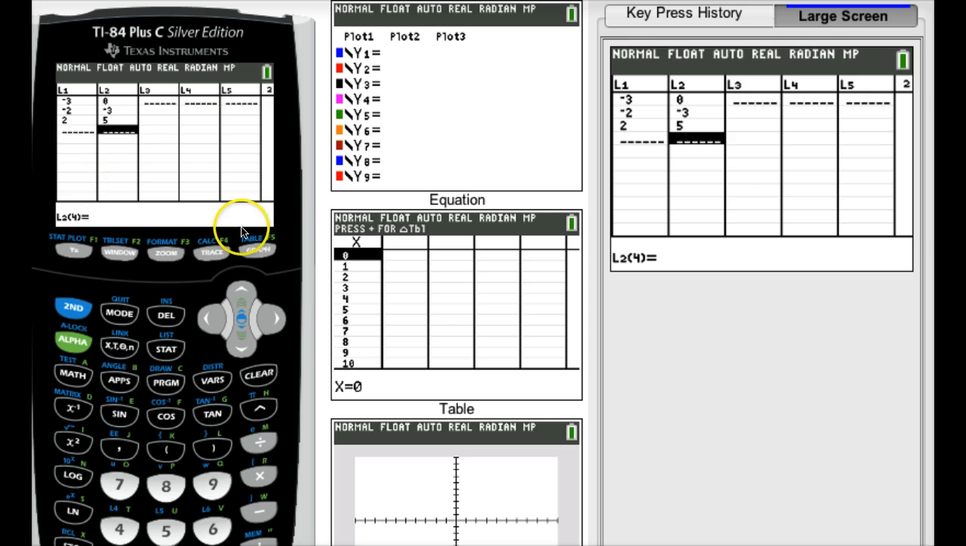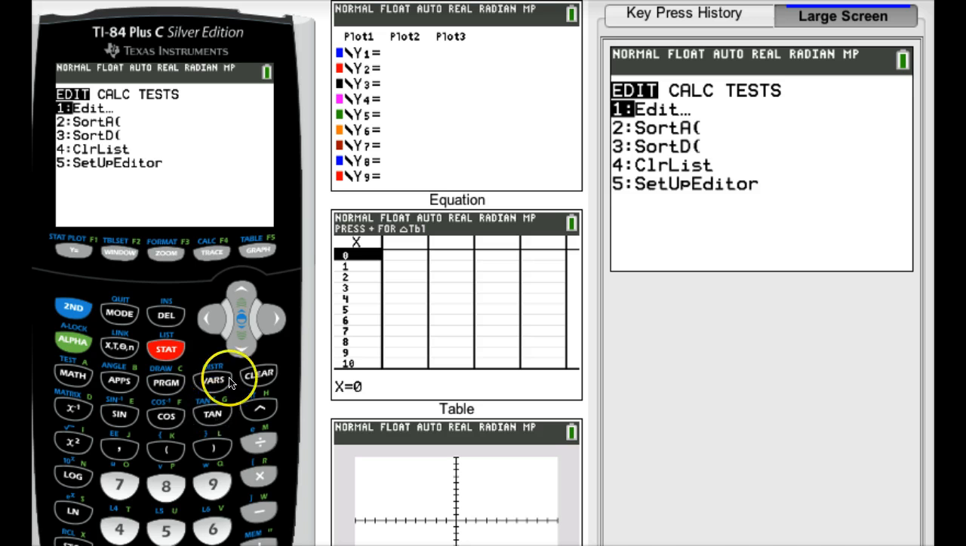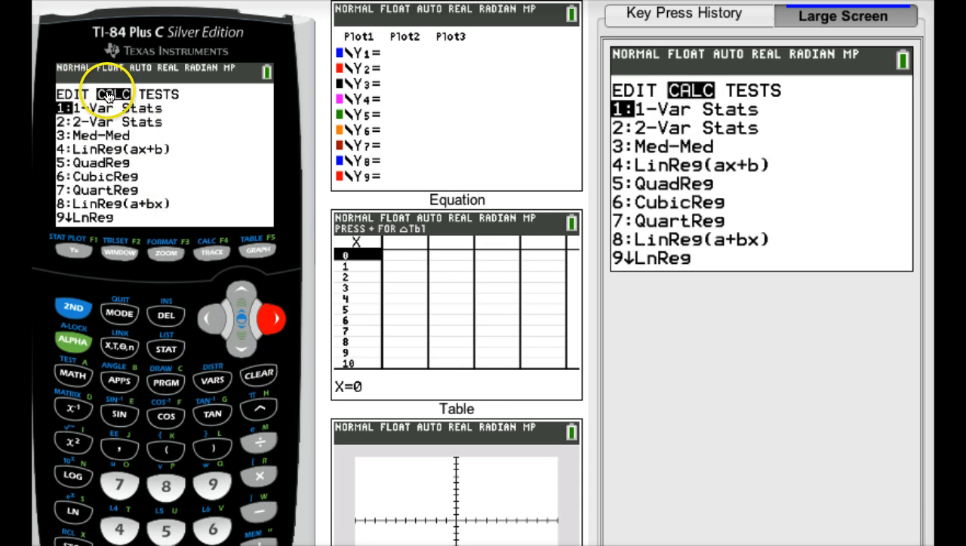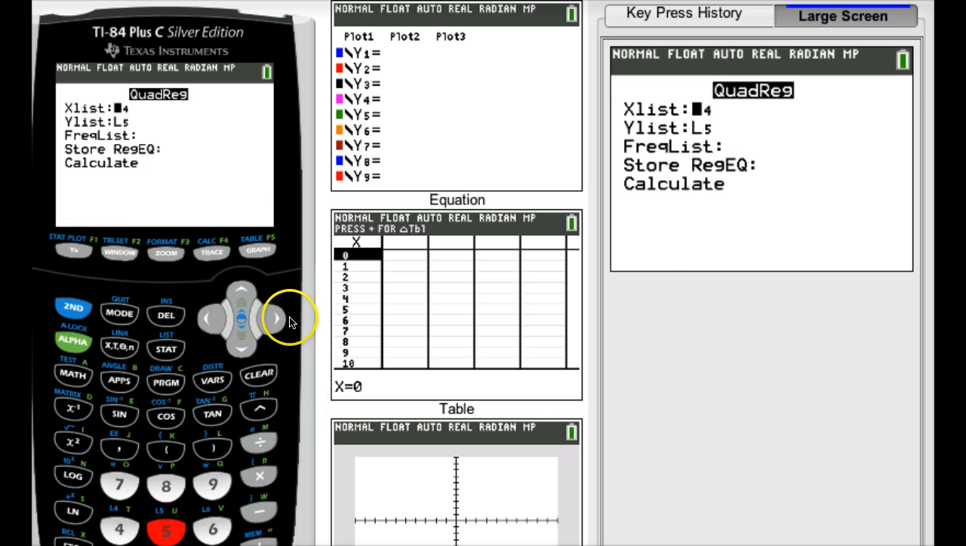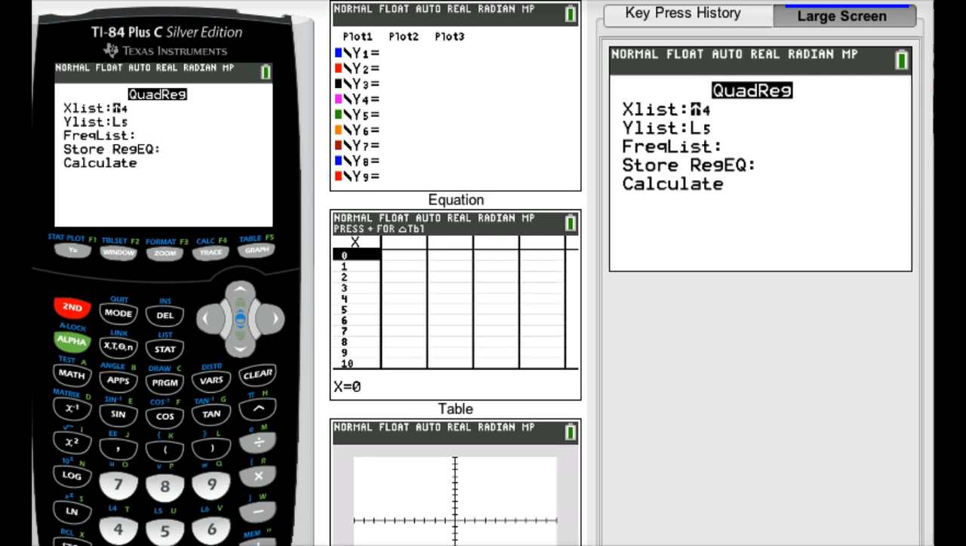So now, once I have the data entered, I run a quadratic regression. I go to Stat. I choose the Calc menu, so scroll right. I choose choice 5 for quadratic regression. And then I need to tell it what lists. Right now mine says list 4, list 5. I need it to say list 1 and list 2 because that's where I put the data. So press second 1 to get it to say L1, then second 2 to get it to say L2.